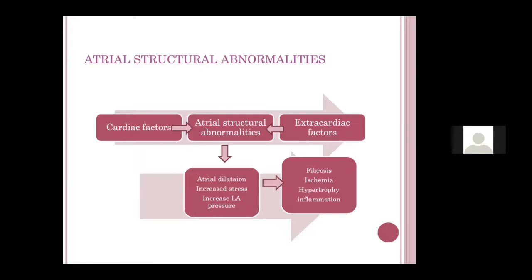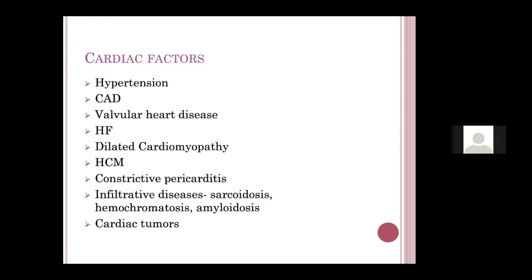It's not a macro re-entry, but it's a micro re-entry circuit. Now let's discuss the etiology again. The most common cardiac factor for AF is hypertension. We know it's not any ischemic heart disease or valvular disease. It's hypertension which is the most common cause for atrial fibrillation.